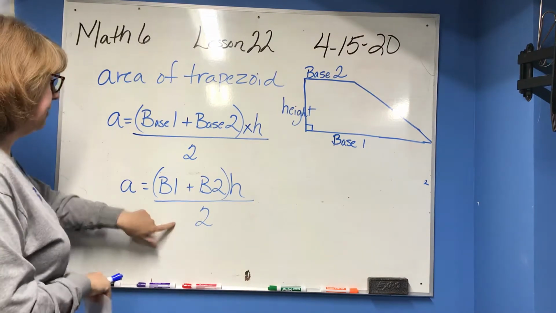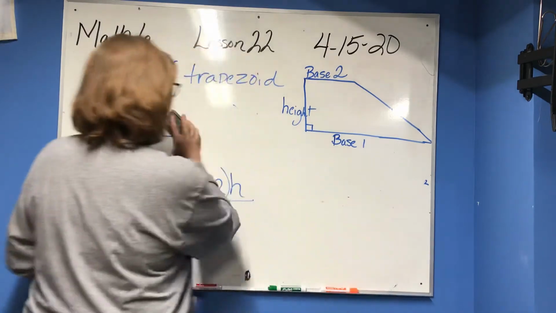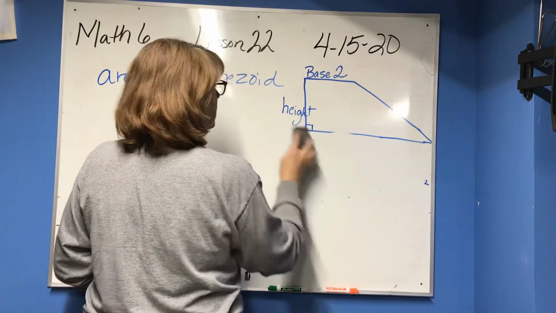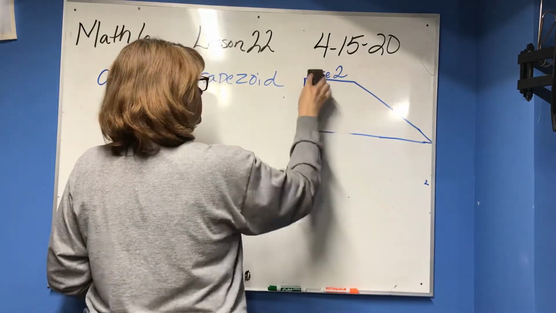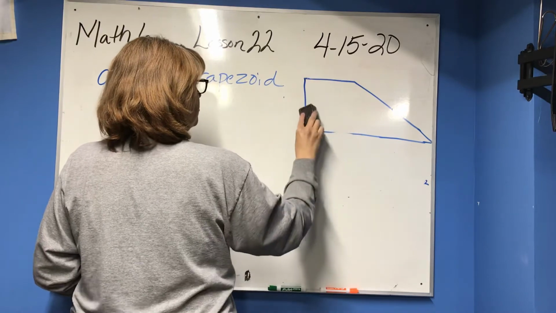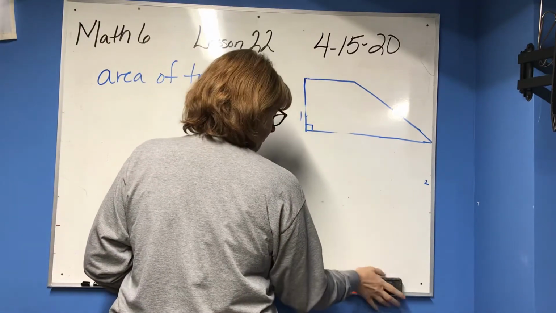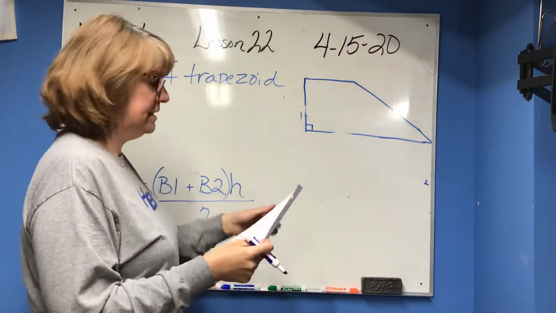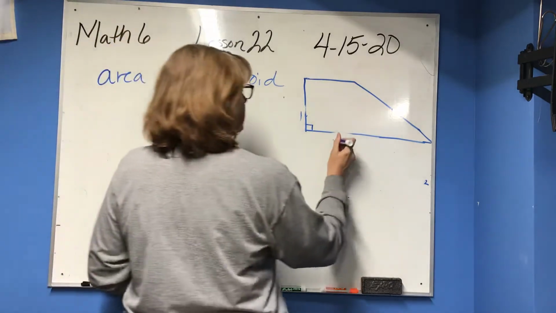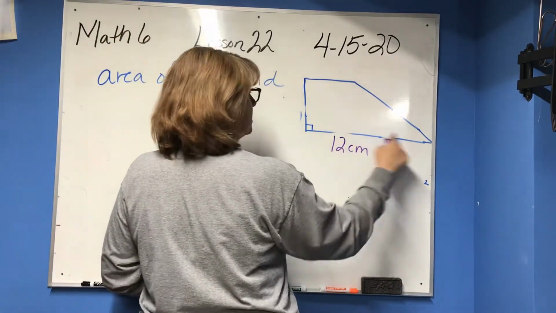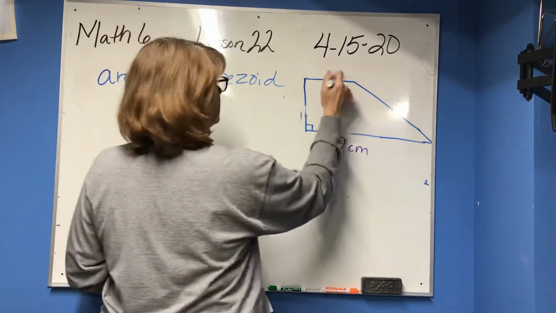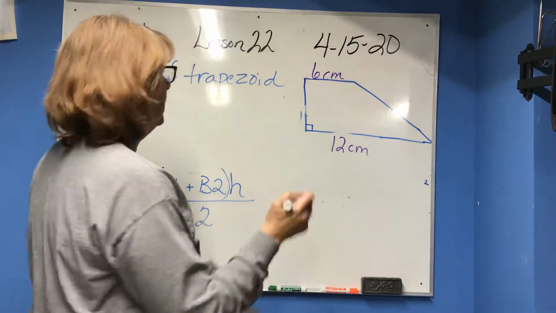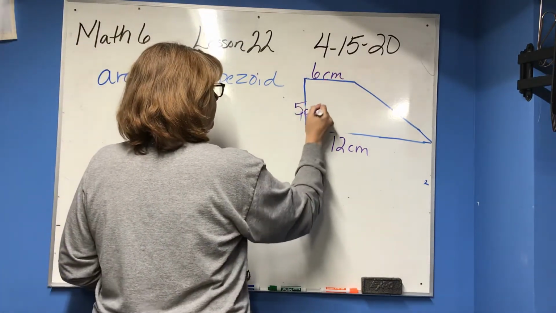Okay, so I'm going to leave this one here. I'm going to erase this. Let's do an example. Okay, so I'm going to come into my trapezoid here. I'm going to take the words off and I'm going to put numbers in. So go ahead and draw this, or you can write on yours. Okay, how about purple? Okay, so let's say base 1 is 12 centimeters. So this distance is 12 centimeters. And let's say this distance up here, we're going to call this, right, base 2, is 6 centimeters. And let's say our height is 5 centimeters.